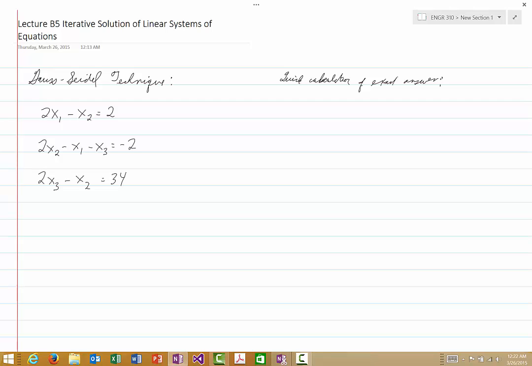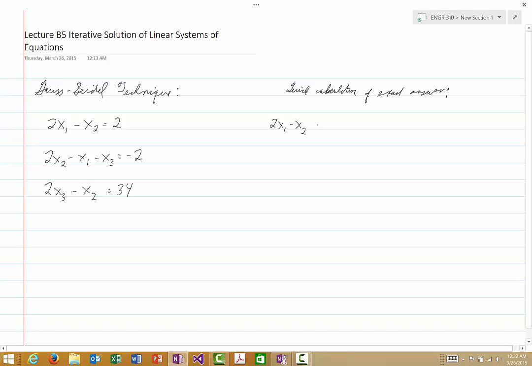So just to remind you, the way that we would calculate the exact answer would be this. As I just said, we want to reorder these equations so that we'll always have x1 first, x2 second, and x3 third. So we would have, for the first equation, that. For the second equation, we would have minus x1 plus 2x2 minus x3 is equal to negative 2.